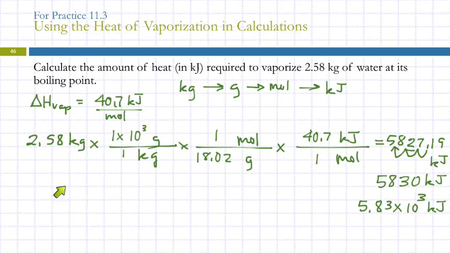Now, there's a shorter way to do this part. Instead of writing it out like that, you could say, well, 2.58. Instead of writing kg, I'm going to write what K means. K means 10 to the 3, and then grams. If that makes sense to you, go for it. If it doesn't, do it this way. Any questions?